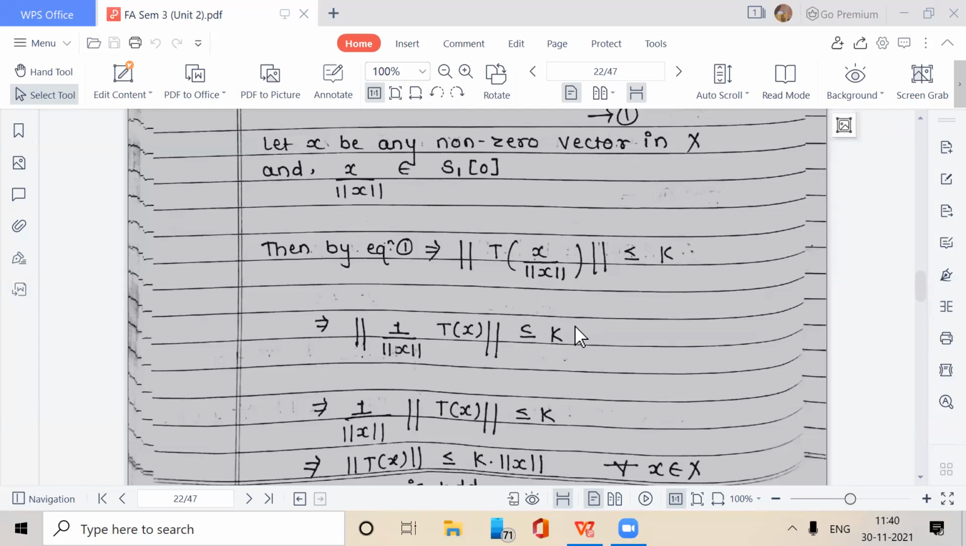Not subset, it is less than or equal to. By property of linearity, because T is linear, 1 upon norm of x can be written in multiplication with T of x, since T of alpha x is equal to alpha into T of x. So 1 upon norm of x into norm of Tx is less than or equal to K. Now this is by property of norm, alpha into norm of x is equal to norm of alpha into x, and norm is a positive number or it may be equal to 0. So that we can write norm of Tx is less than or equal to K into norm of x, 1 upon norm of x going to the right hand side, for all x belongs to capital X. So it is proved that T is bounded. Hence the theorem is proved.